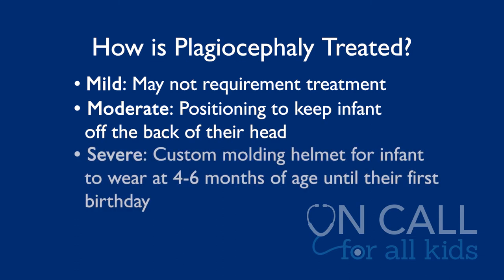And then in more severe cases, we may decide to add a special custom molding helmet. These are lightweight plastic helmets with foam on the inside that are custom fit to the infant's head. And where there's a flat spot, there's a gap in the helmet. And so the brain reshapes that skull over time. The helmet therapy usually is started when a child might be 4, 5, 6 months of age, and we would usually stop the helmet therapy around their first birthday.